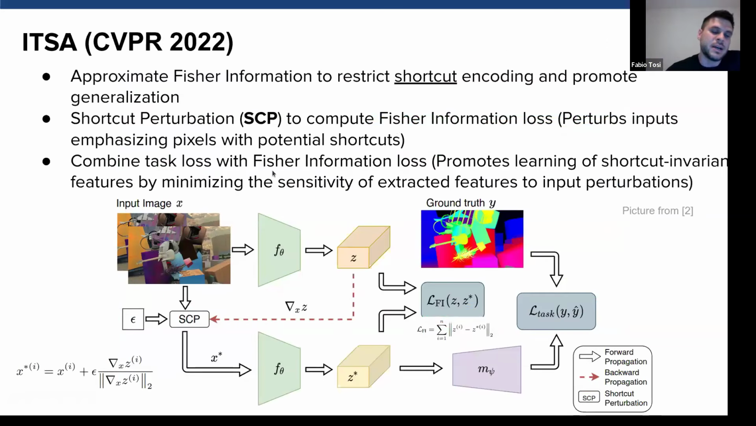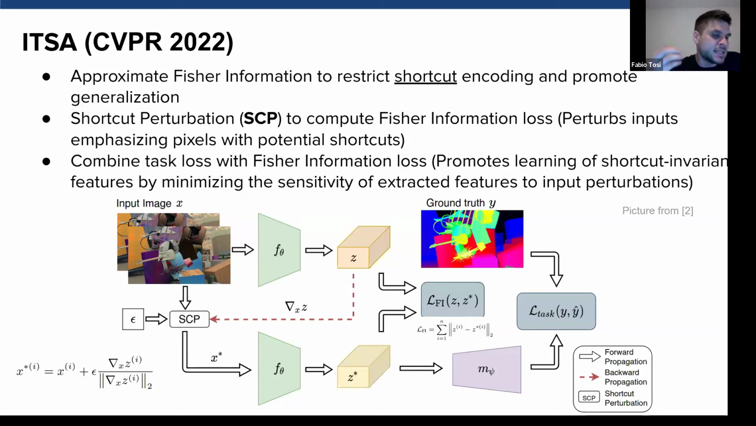Instead, this is another work proposed at CVPR 2022. Its name is ITSA, an information theoretic approach that automatically avoids shortcut learning. So it restricts the shortcut encoding and favors the generalization. This work is based on this technique, the shortcut perturbation, SCP.